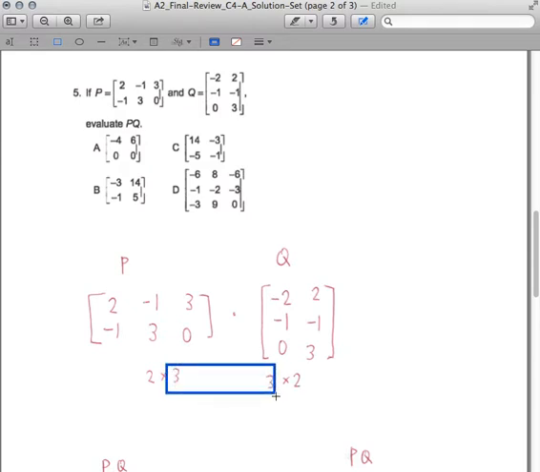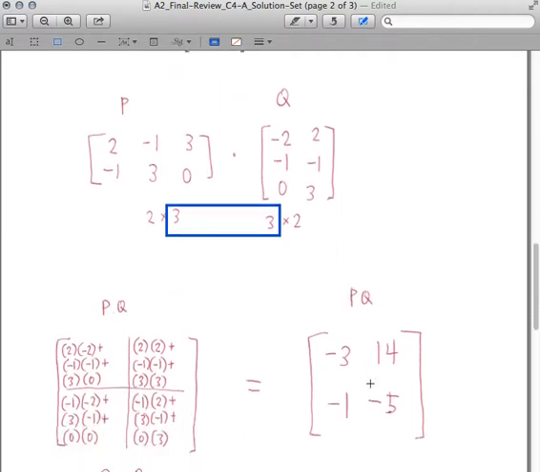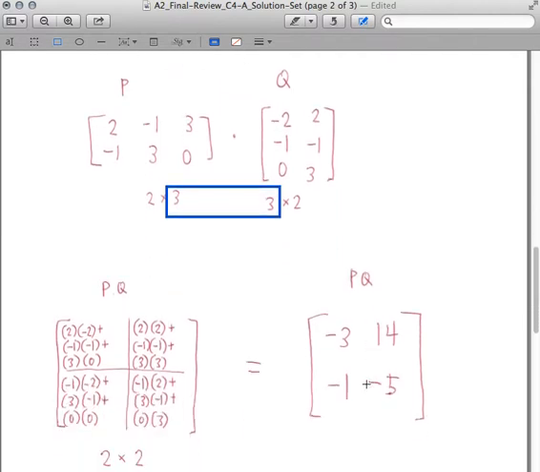And we can see here that the columns of matrix P, which equals 3, is the same as the rows of matrix Q, which is also 3. So we are able to multiply matrix P times matrix Q.